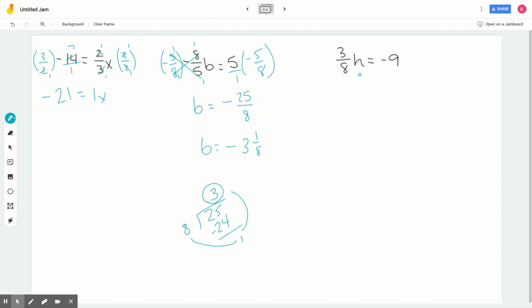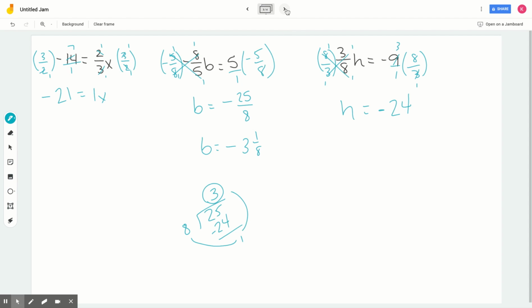Remember that the opposite of multiplication is division, but since we can't divide by a fraction, we are going to multiply by that reciprocal of 8 over 3. Positive times a positive is a positive. We can cross cancel, and we're left with h. Negative times positive is that negative. And again, we can cross cancel. 3 times 8 is 24 over 1. So h is equal to negative 24.